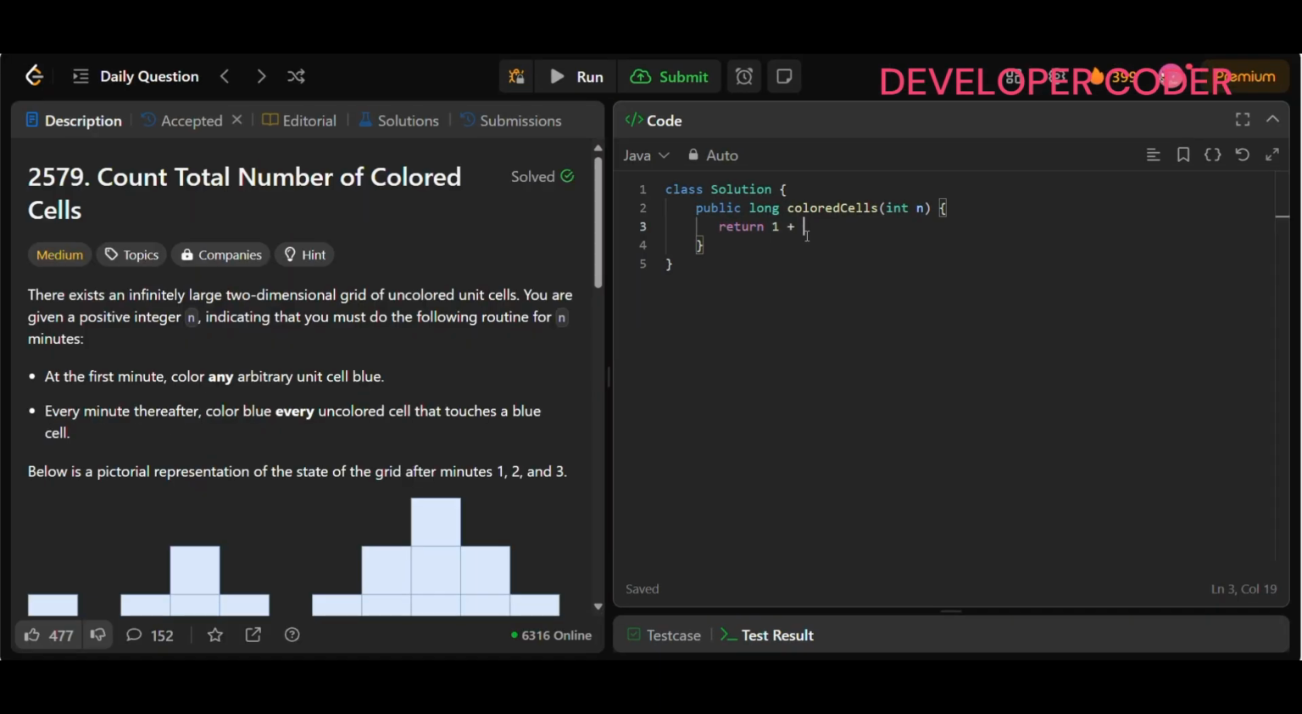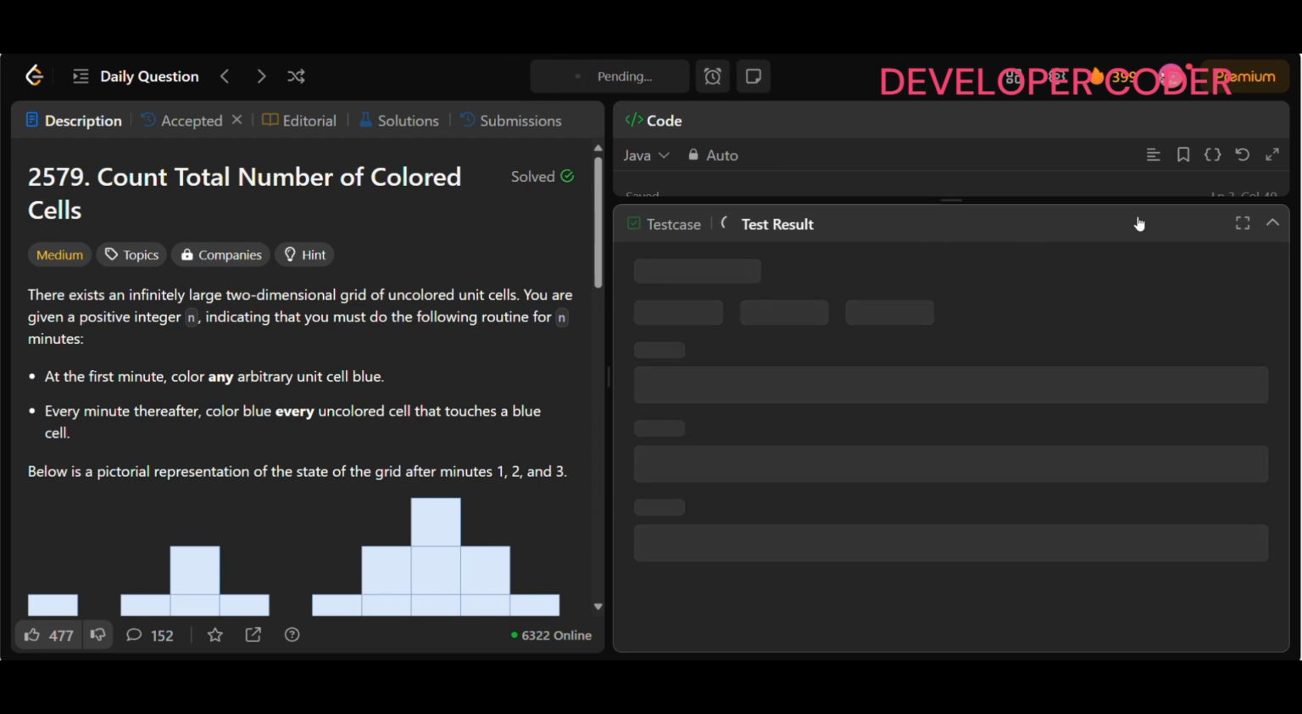Okay, 1 plus, and here the return type is going to be long, right? It's long, and inside this I have to write 2 into n minus 1, and then into n. That's it. This is going to give me the time complexity of O of 1. Now let's run it and see if there is any code issue. We'll try to fix that.